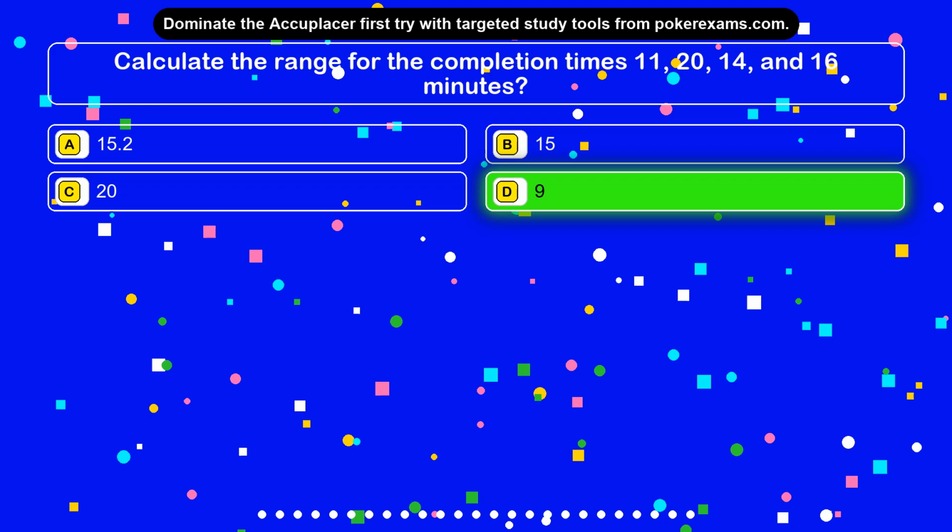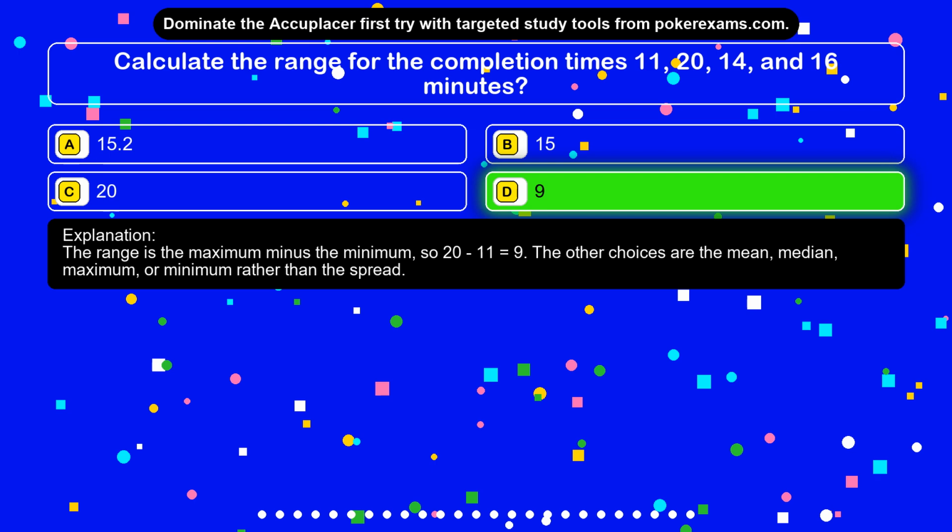The correct answer is option D, 9. The range is the maximum minus the minimum, so 20 minus 11 equals 9. The other choices are the mean, median, maximum, or minimum rather than the spread.